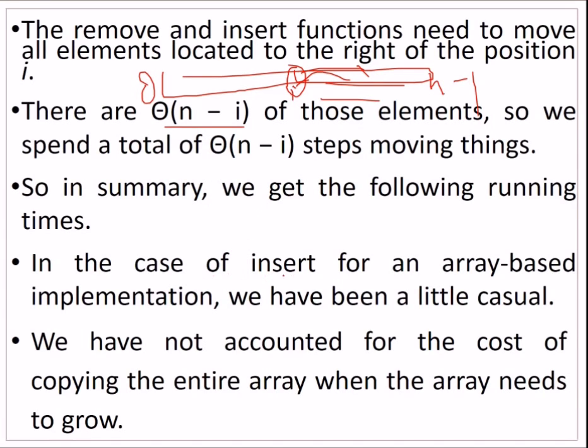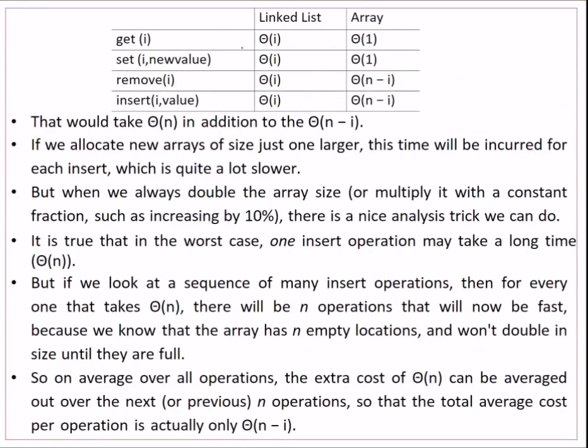In case of inserting for an array-based implementation, we have just thought about this, but we have not accounted for one thing, that is the cost of copying the entire array when the array needs to grow. So the cost of copying also needs to be considered. This is the linked list implementation, this is the array implementation. For get and set, order of I for the linked list, order of 1 for the array. But for remove and insert, you have order of n minus I for the array, while order of I remains the same for the linked list.